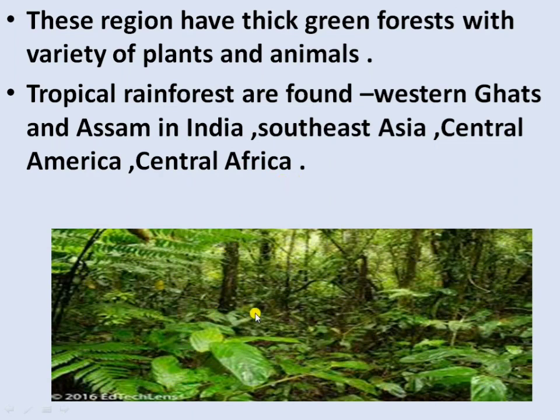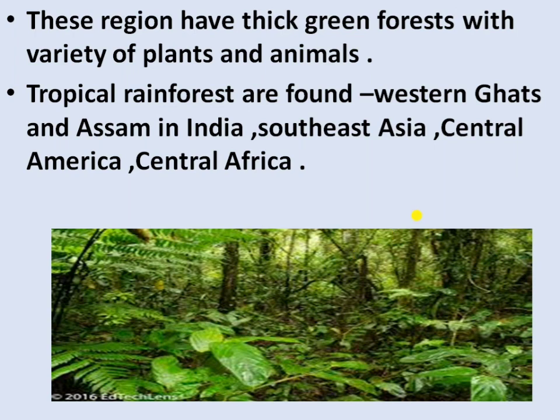This is a picture of a tropical rainforest region. These regions have thick green forest with a variety of plants and animals. Some animals commonly found in tropical rainforests are monkeys, lion-tailed macaque, apes, frogs, tigers, elephants, lizards, snakes, birds and many types of insects also.